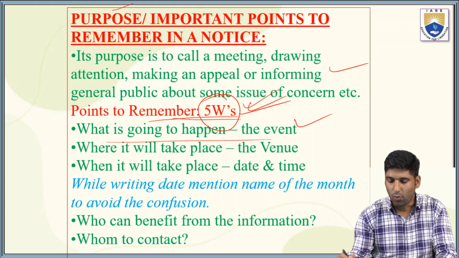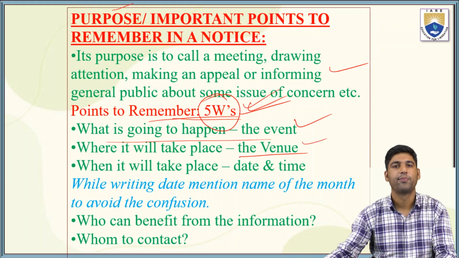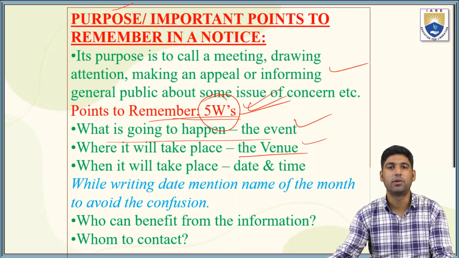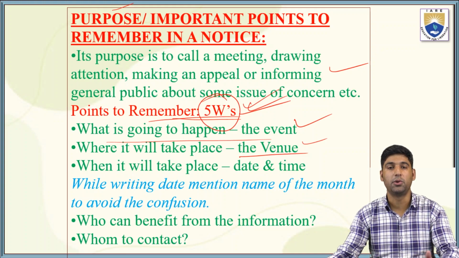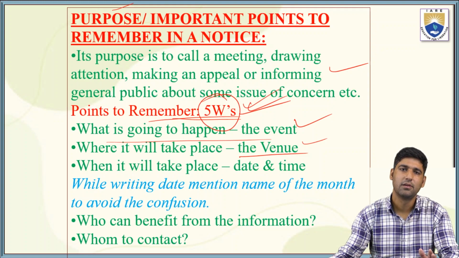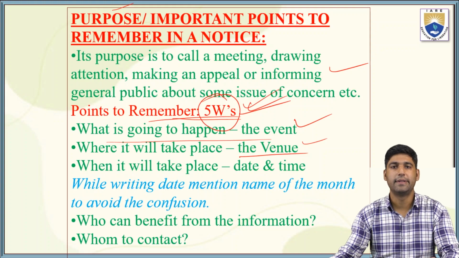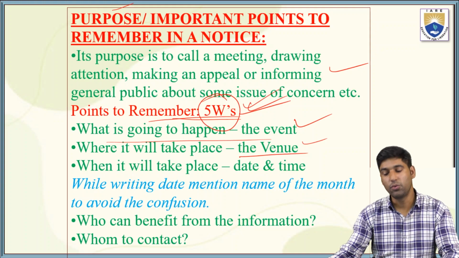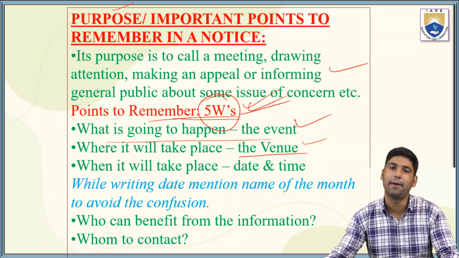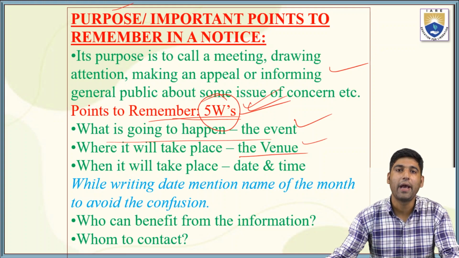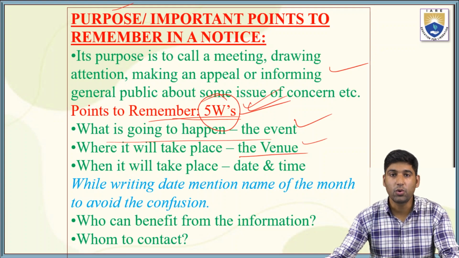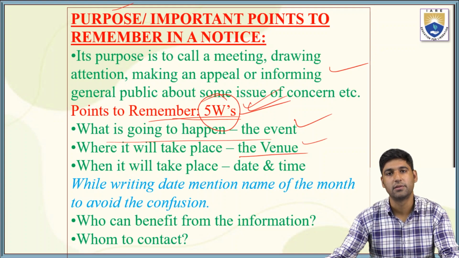Okay. Then where it will take place? Where? You are writing a notice, as I informed you, calling students for some festival, informing students about some blood donation camp. So this has to happen at a certain place. So where? That means the venue. So you need to keep this thing in your mind when you are drafting a notice or when you are reading a notice. The venue you have to include. The venue you have to know when you are reading a notice.